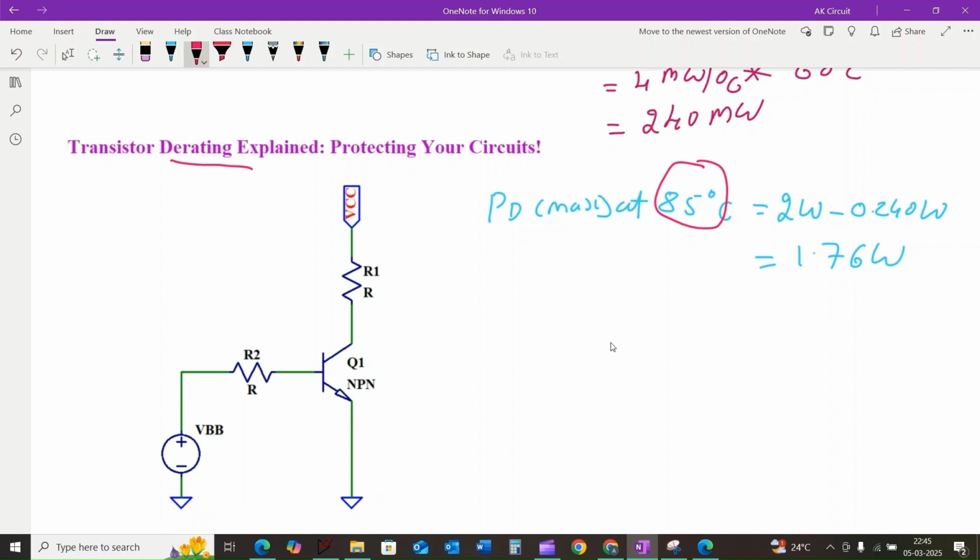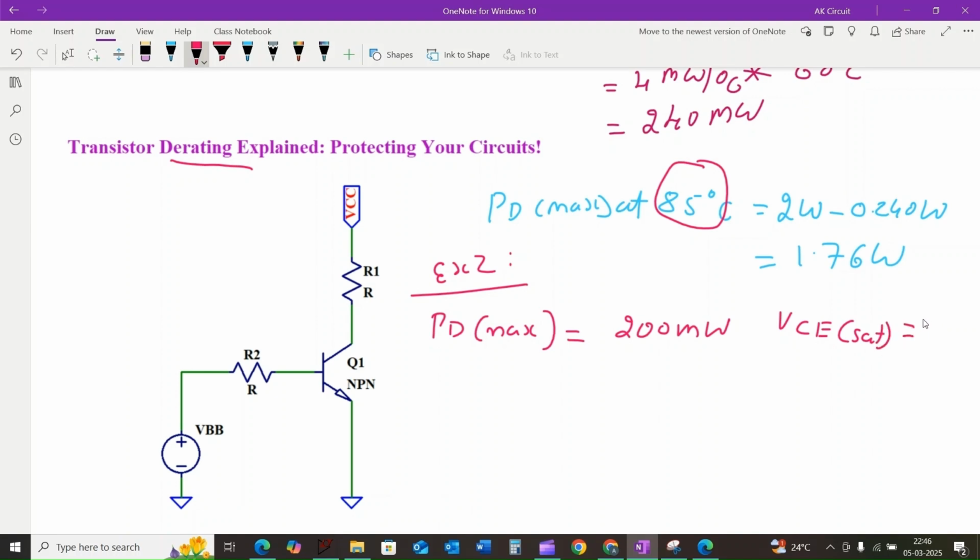Let's do a couple more quick examples. In example 2, we will consider maximum power dissipation PD max equal to 200 milliwatt and VCE sat equal to 15 volt, and we need to find the IC sat.